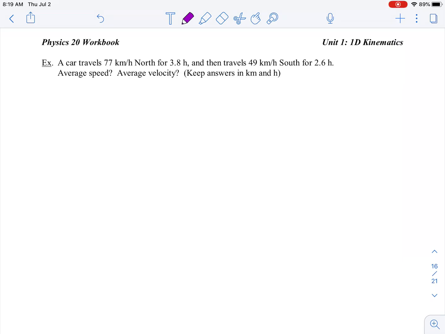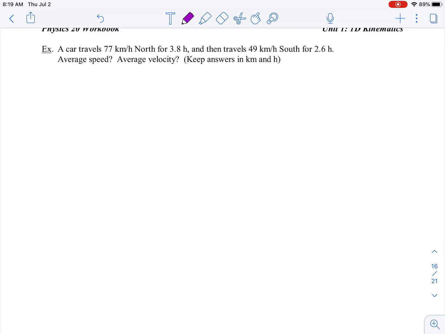Okay, we're going to take on a more challenging question now that deals with velocity and speed. So we have a car that's traveling north for a bit of time, and then it goes south for a bit of time, and we want to find the average speed and the average velocity. So now we're moving on into an excellence level question.